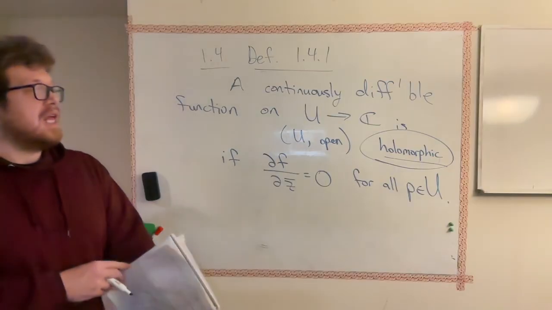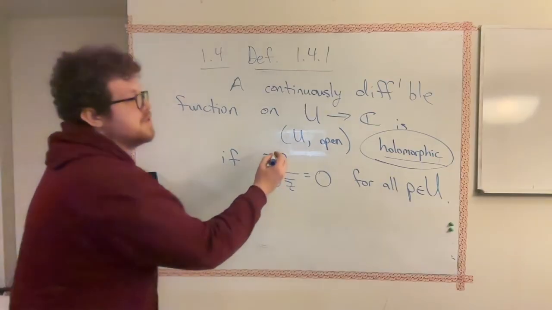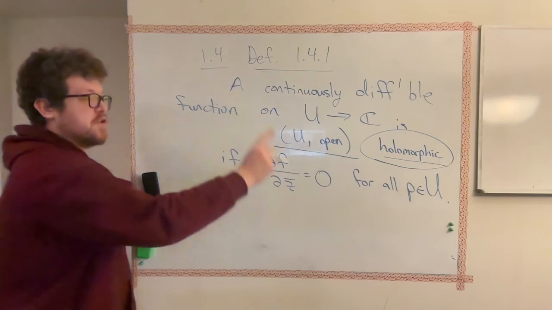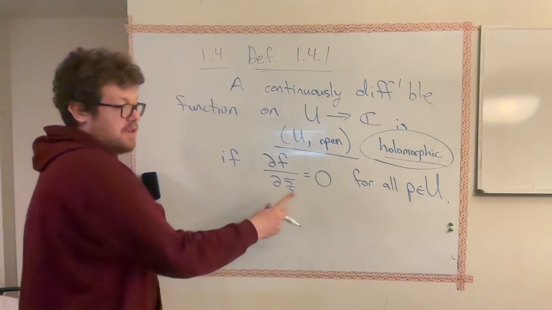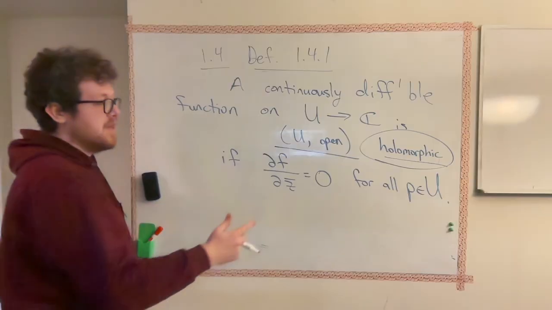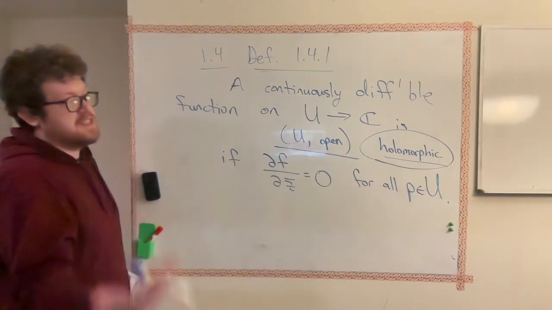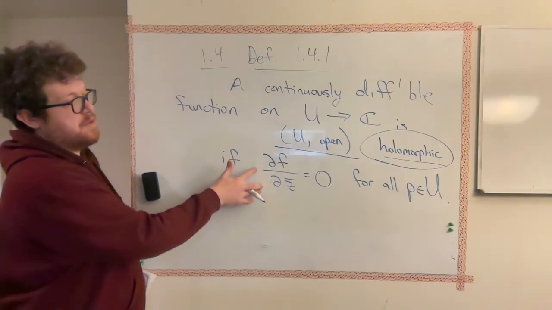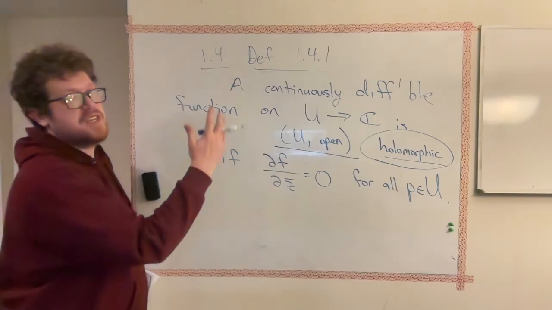But you do need to stress, again, that this is in an open set. If it's just true at one point, like a closed set, for instance, which is just a single point, it doesn't necessarily need to be analytic anymore. So we wouldn't call it holomorphic if the derivative with respect to z bar was 0 just at a single point.